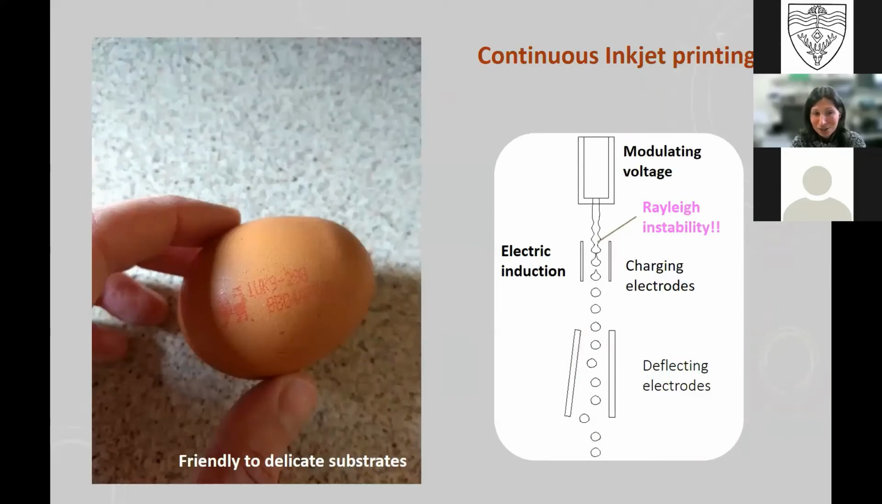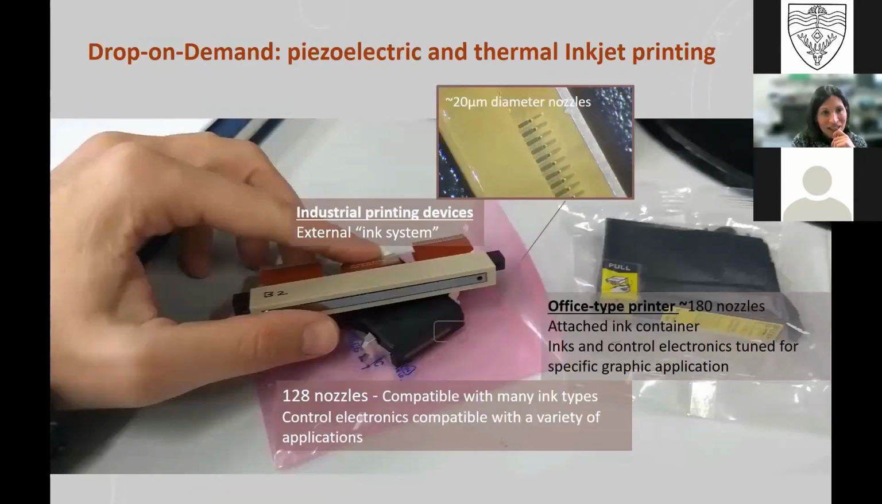When you go home and check in your fridge, that's done with a technique called continuous inkjet printing. So basically, the principle relies on Rayleigh instability, again, as I mentioned before, during my PhD, and then electric induction. So it's really a great technique to combine a lot of things. I work mostly with drop on demand, and that means mostly piezoelectric and thermal inkjet printing.